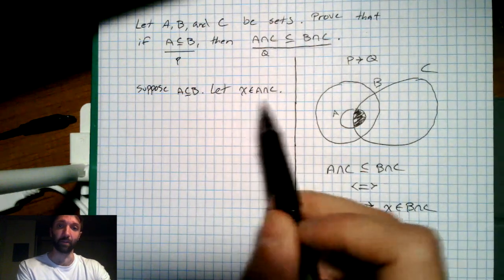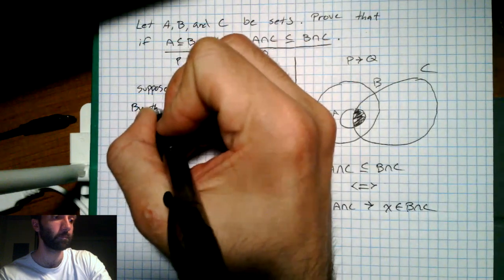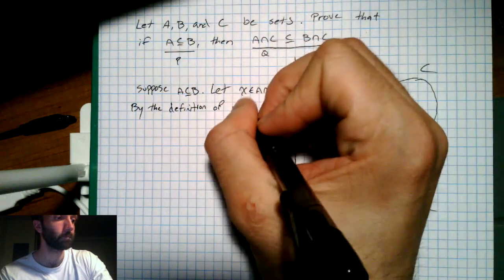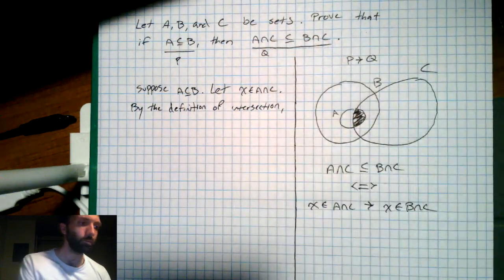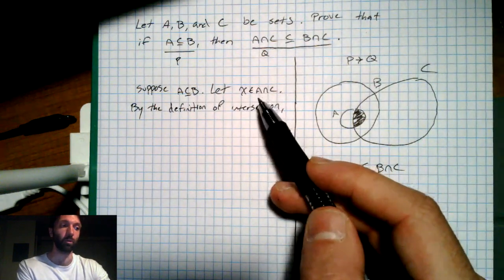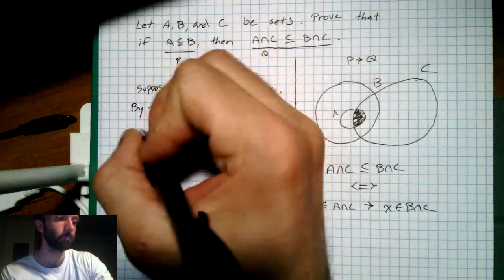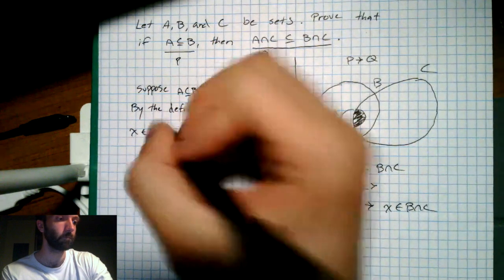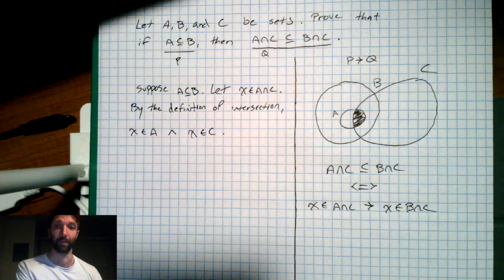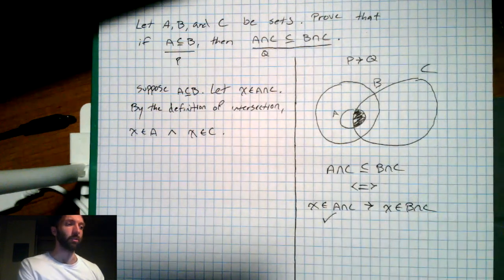Now we can unpack this a little bit. Okay, this gives us information. The definition of intersection tells us that X must belong to both A and C independently. So now we know that X has to belong to A and it has to also belong to C. Okay, so we suppose this to be true.